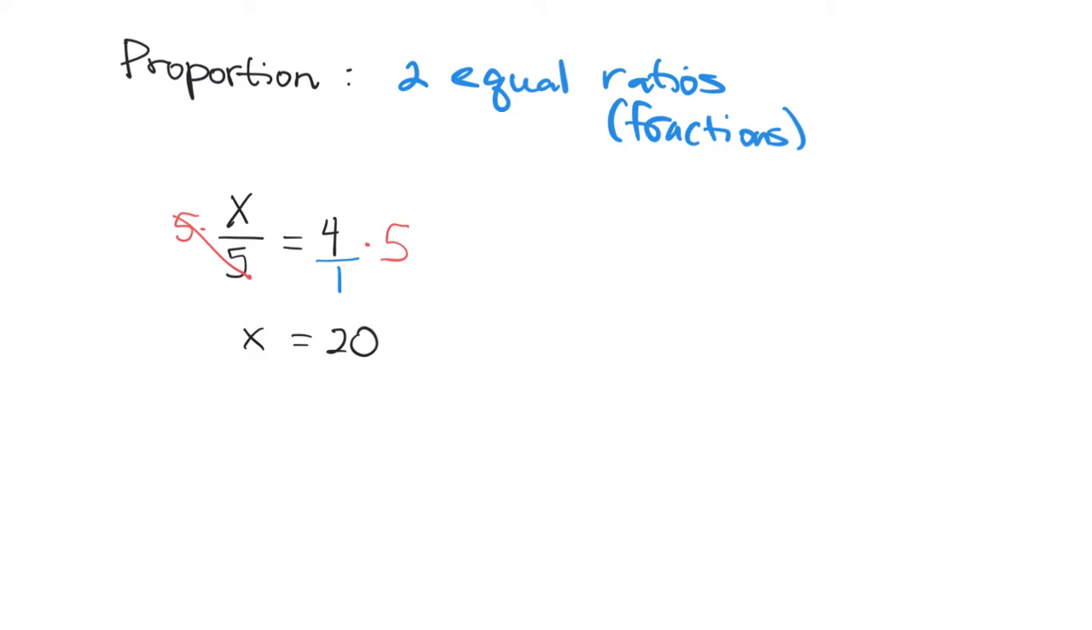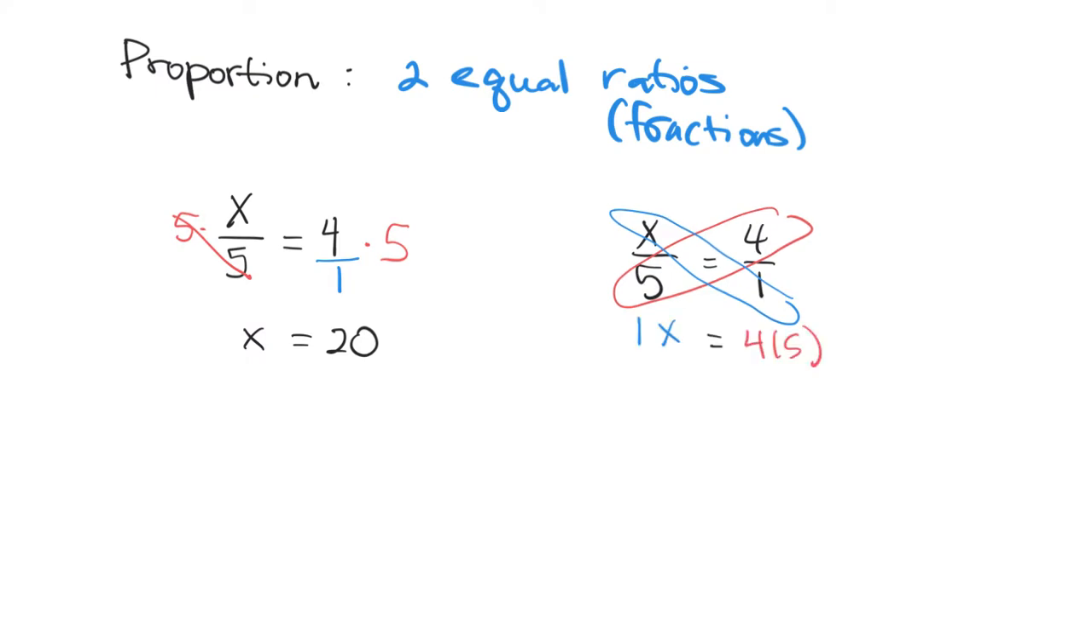I want to show you a new way to add to your solving toolbox in order to solve proportions. So if we take a look at this again, x divided by 5 equals 4 over 1. We can solve this by something that's called cross multiplication. I can multiply across this way, and I can multiply across this way, and those two products are going to be equal to each other.